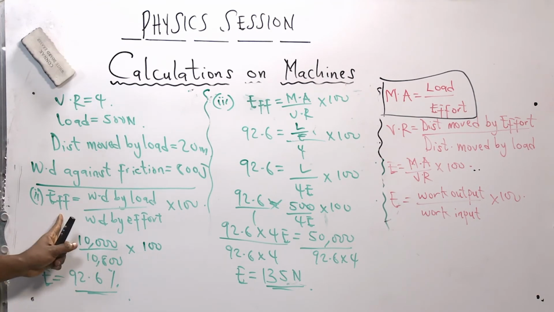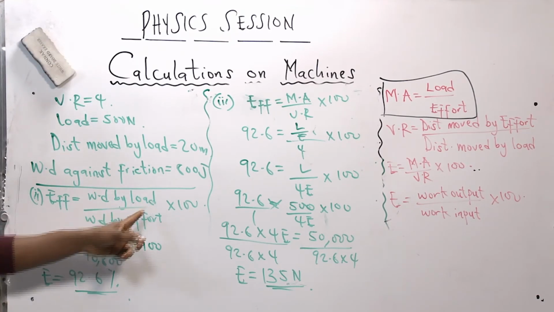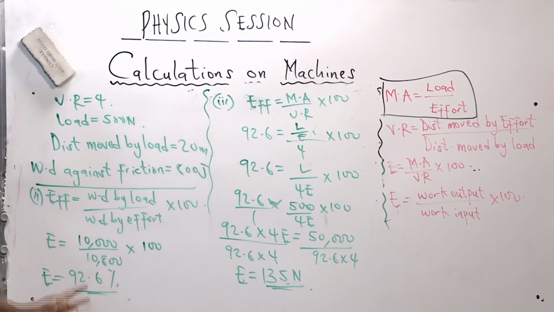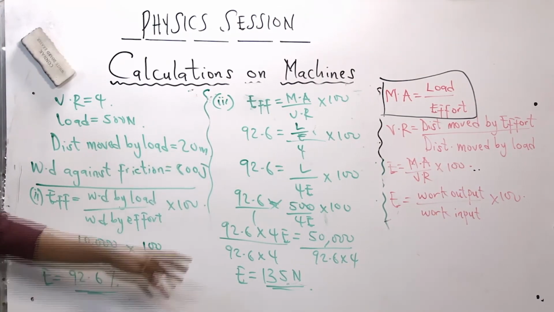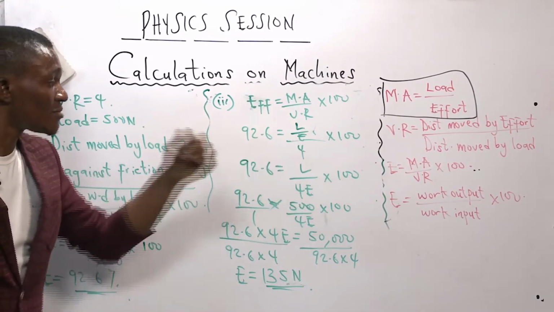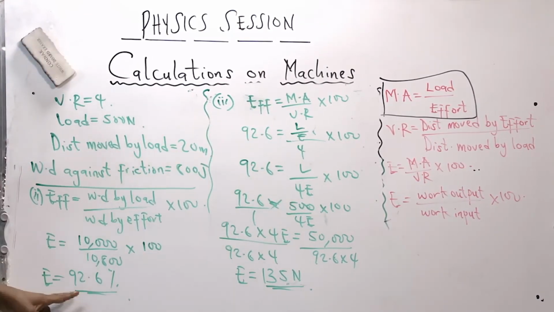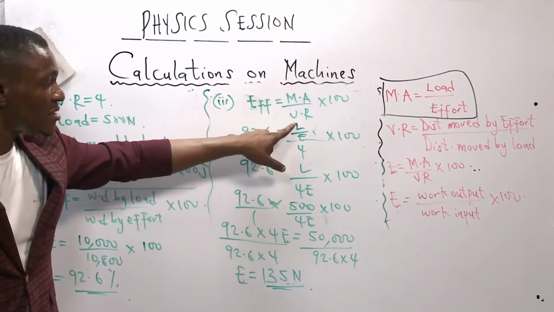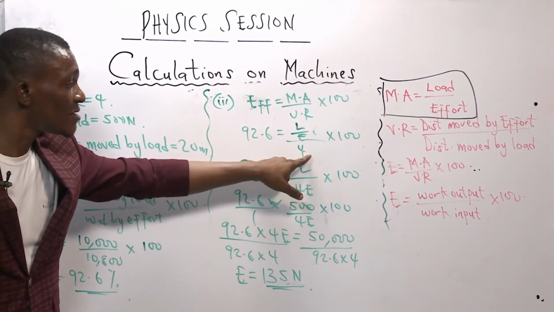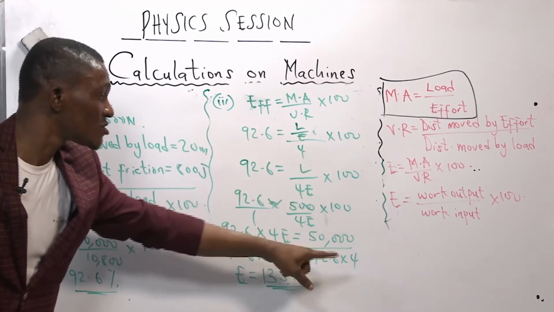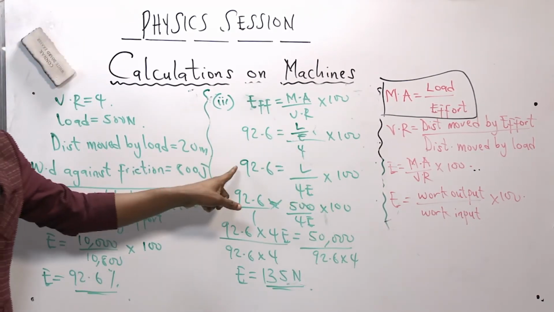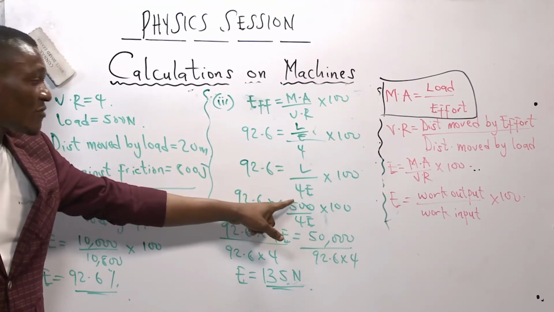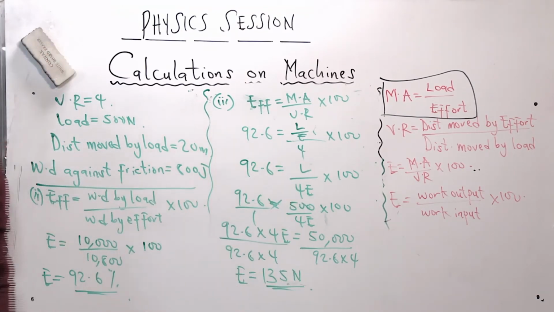The second question says to calculate the efficiency. So the efficiency is equal to work done by load over work done by effort times 100. We did that and got the efficiency as 92.6. In the third one, we said that efficiency is equal to MA over VR times 100. Our efficiency is 92.6, and our MA is load over effort, divided by the velocity ratio, which is 4, times 100. So if we do this math, we have 92.6 equal to L over 4E, and then we got E as 135 Newton. So we are going to be stopping here.